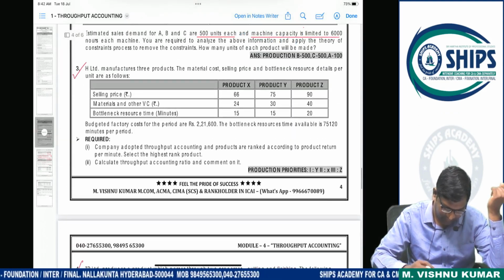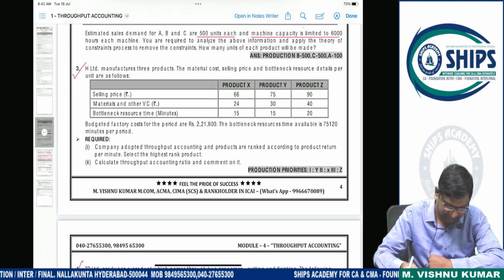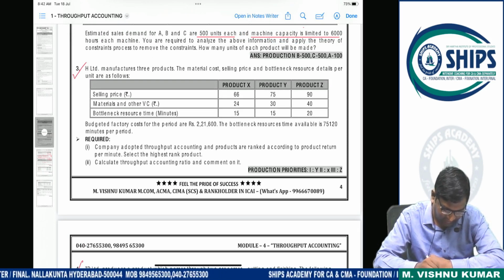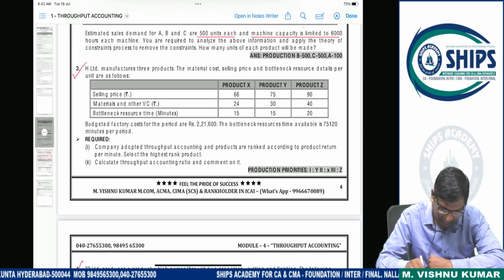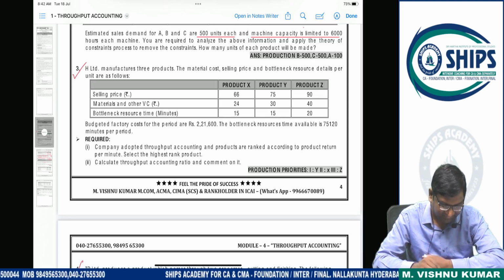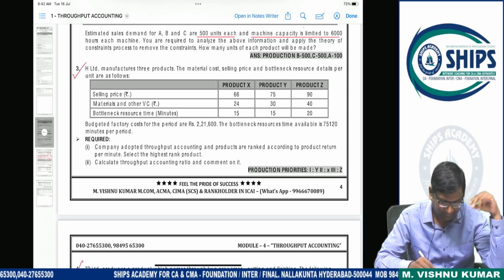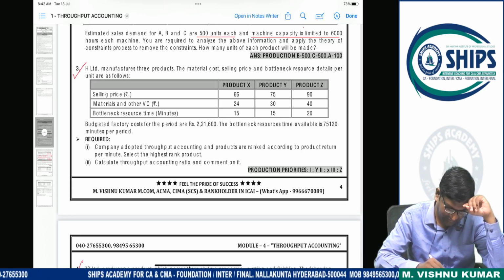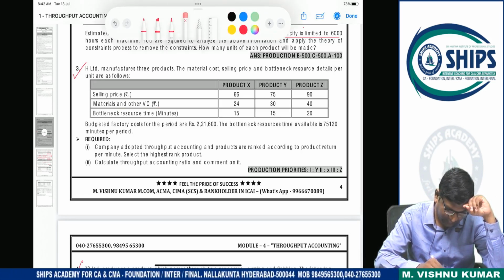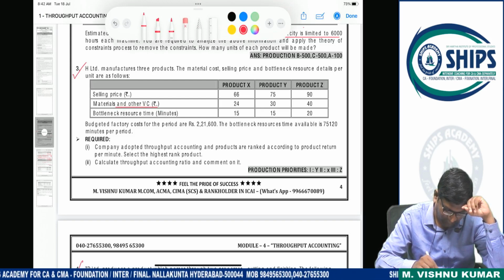So first we are doing question number 3, concentrate. H Limited manufactures 3 products. The material cost, selling price and bottleneck resource details per unit are given below. Selling price 66, 75, 90. Materials and other variable costs. So here other variable cost is included, so don't try to remove this from material costs. That point is not mentioned.